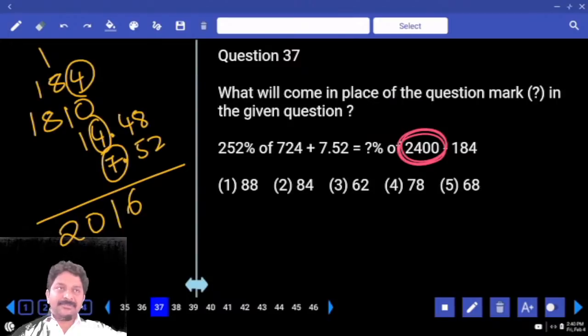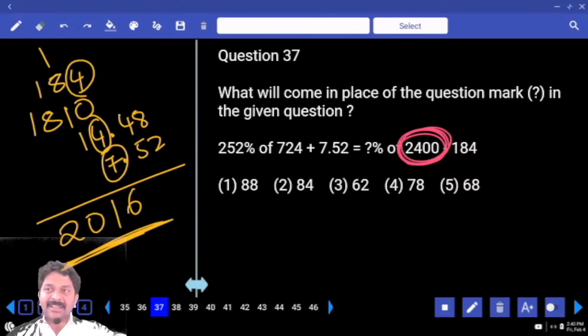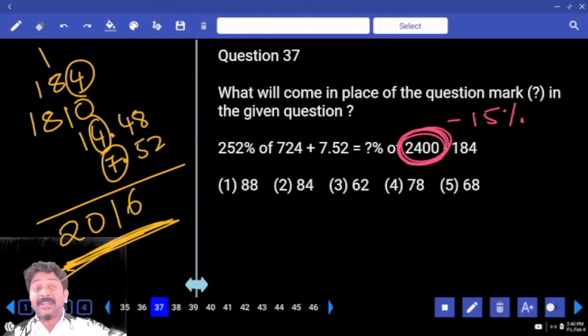So now with respect to 2400, 2016 is approximately how much less? 400 less. Approximately I am saying. What is 10% of this number? 20%. So we don't have to subtract 480, right? It should be less than that, but close to that, correct? So can I approximately treat it as 15%? If you subtract 15% from this number, you will get 2016. When you are subtracting 15%, answer must be approximate to 80, 85. So nearest answer? 84, second option, final.